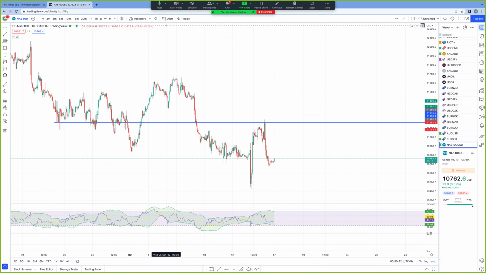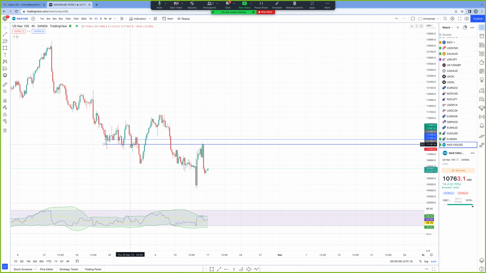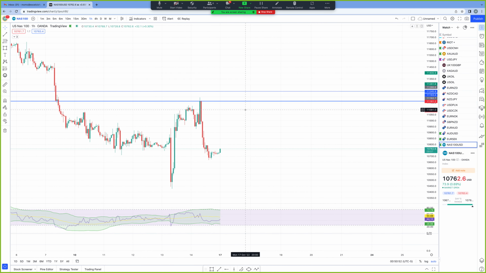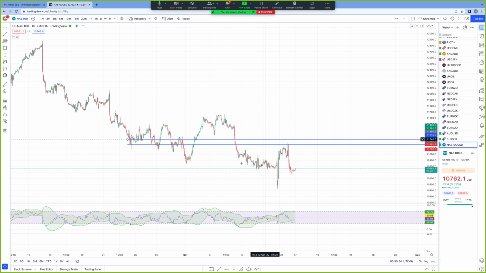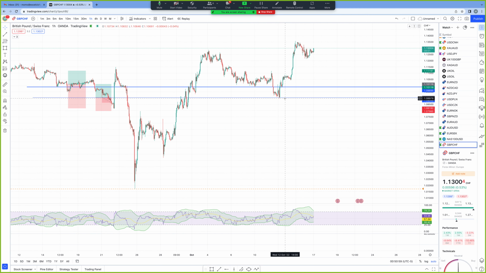NAS 100, broke that H4 zone as well. There was a nice H4 zone here, broke it a little bit, pushed upwards, now broke it again. So nothing too clear right now on NAS. It's much more clear like a week, 2 weeks ago.